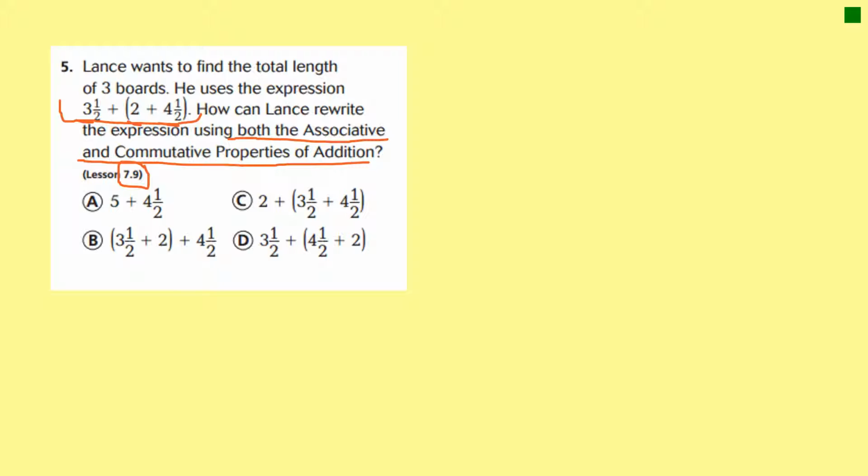So guess what, guys? We don't even have to solve this. We just have to rewrite it, okay, using both the associative and the commutative. Well, let's look at our choices. Well, you know what? Before we do that, let's remind ourselves of what these properties are. Associative. I always talk about business associates, people who are like, yeah, how you doing? My name's Jack. My name's Samantha.